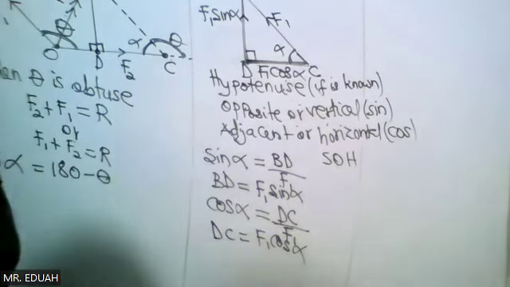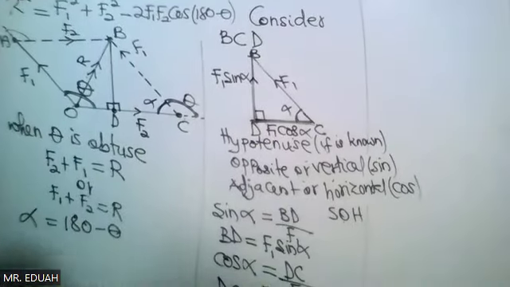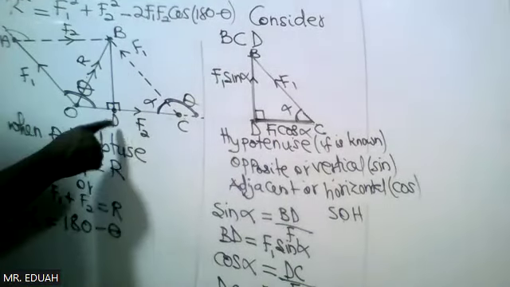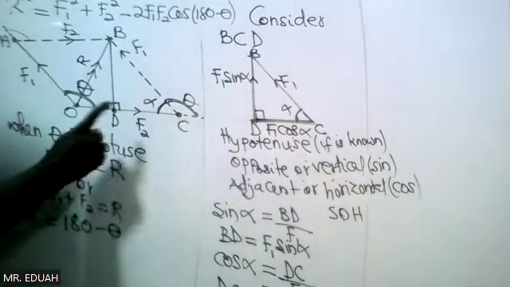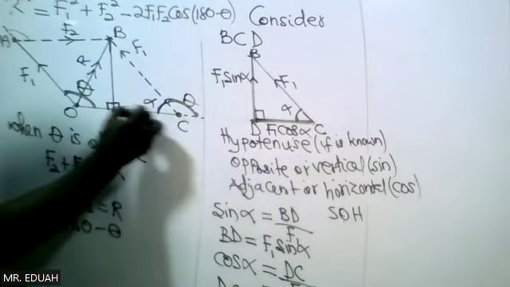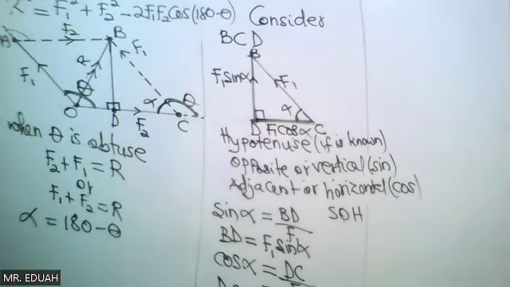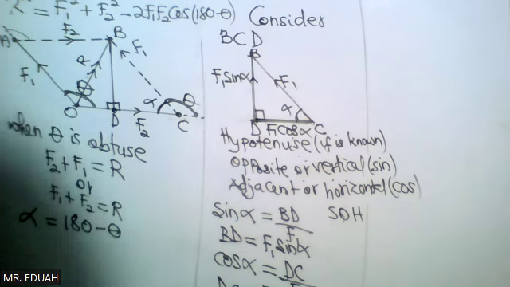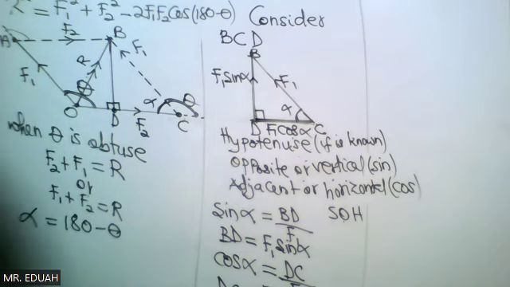Okay. So concerning this side of triangle BCD, I found the vertical, I found the horizontal. Please, any question? Can I continue?